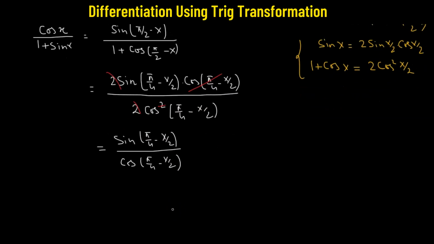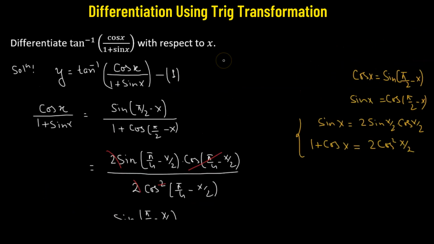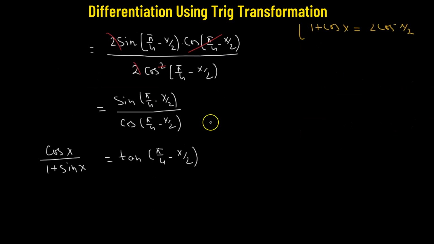Now that ratio, sine over cosine, is a tangent function. So we have tangent of pi over 4 minus x over 2. That means we have reduced cosine of x divided by 1 plus sine x to tangent of pi over 4 minus x over 2. This is done because we have an inverse tangent function here. So y will then become tangent inverse of, we had cosine x over 1 plus sine x, but we will replace it with tangent of pi over 4 minus x over 2.